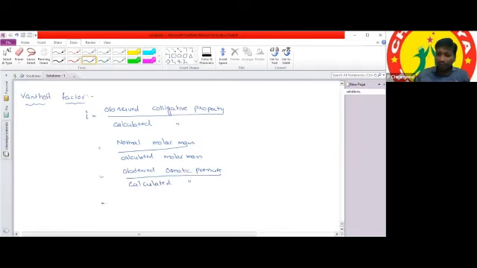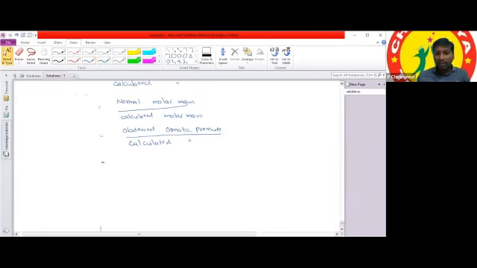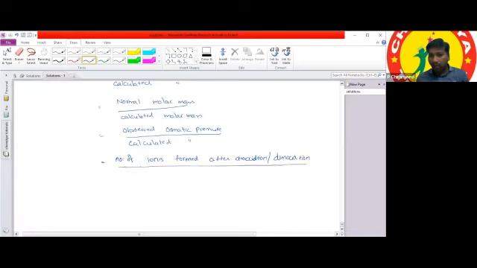We can write one more definition also. What is another definition we can write? It is the number of ions formed after association or dissociation divided by the total number of moles of molecules taken. So this is one more formula.